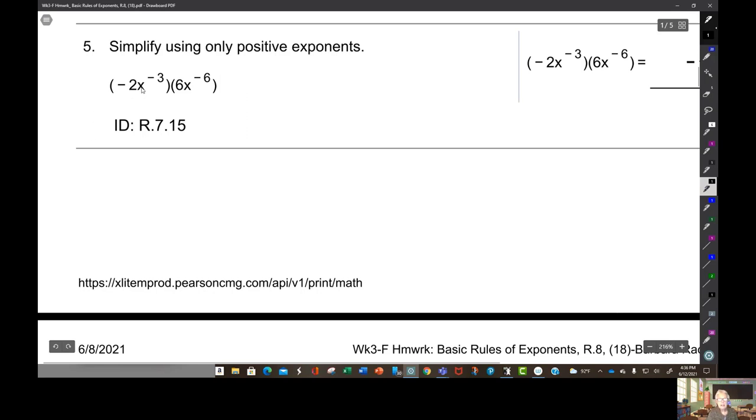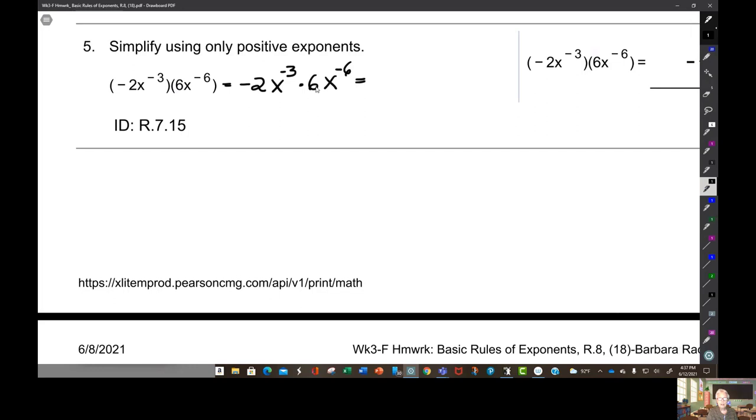Okay, now here, notice that the negative 3 is the exponent on the x, and the x is inside the parentheses with negative 2. So another way to write this would be negative 2 times x to the negative 3. Notice that negative 2 is not being raised to the negative 3. Just the x. Now times 6 times x to the negative 6.